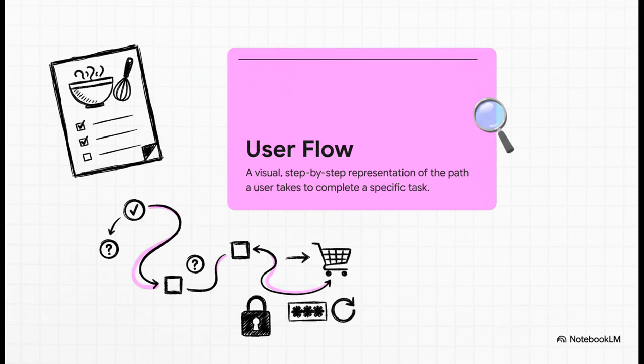So, what is a user flow, really? The best way to think about it is like a recipe or a set of directions. It's a chart that shows step by step every single click, every decision, and every screen you see on your way to getting one specific thing done, like, say, buying a movie ticket or resetting your password.